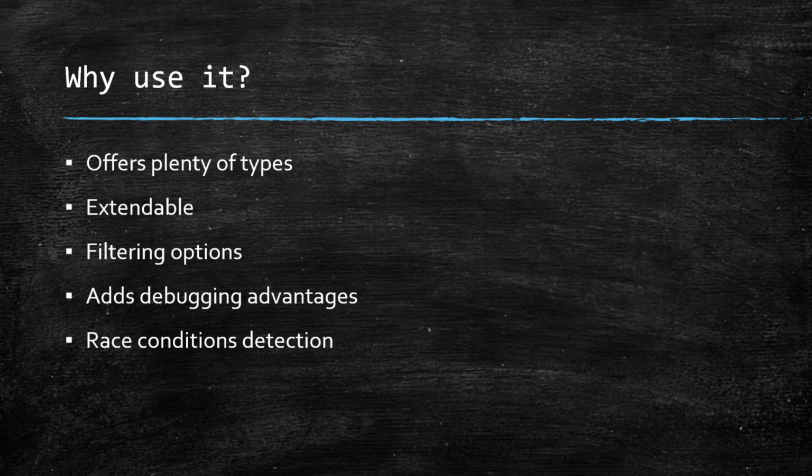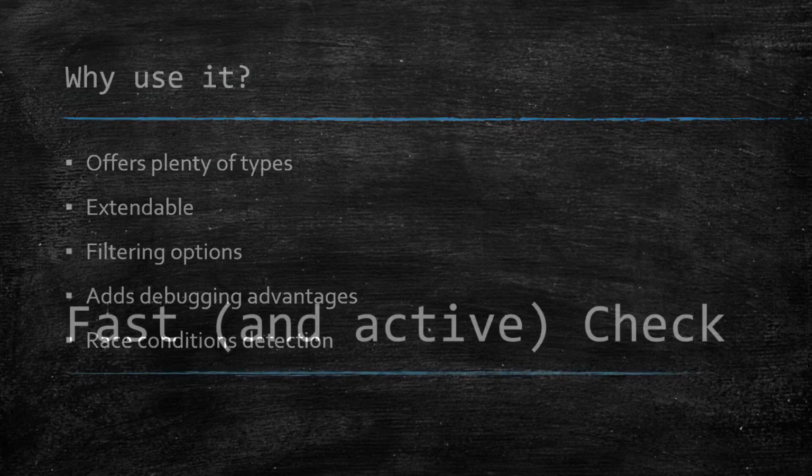Also, FastCheck adds debugging advantages. We can replay the minimal counter example, which frees us from replaying the whole sequence. We can also find race condition detection. This is due to FastCheck being able to detect any race condition in our code thanks to the power of property-based testing.